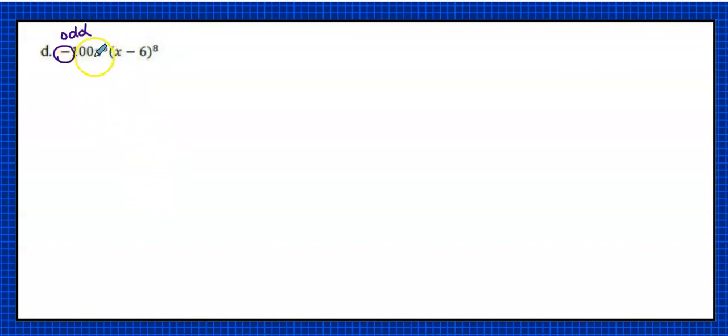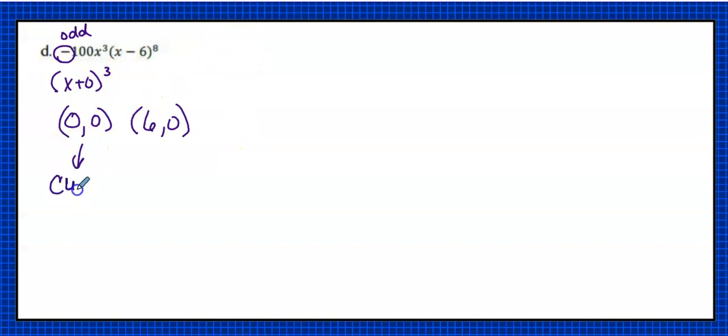All right, so x cubed. When you have an x like this by itself, this is the same thing as x plus 0 cubed. So this means there is a root at 0, 0. All right, so our first root is, we'll just put it here, at 0, 0. And then our second root is at 6, 0. Now, I want to remind you that anytime you see an odd exponent besides 1, this is a curve. And we'll talk about what that looks like in a second.